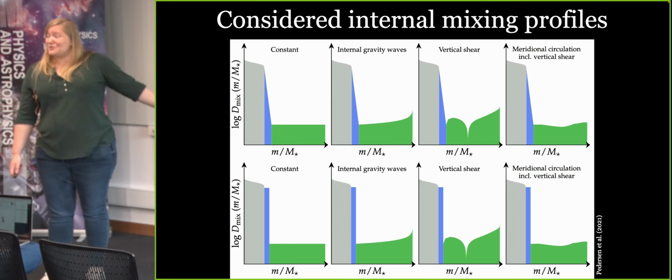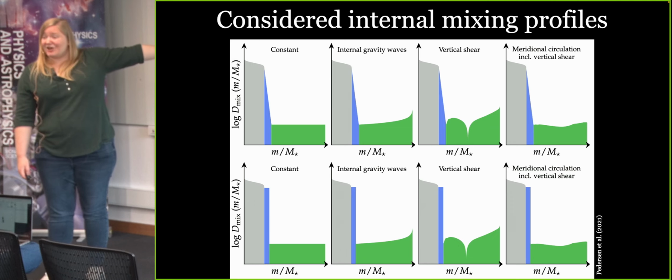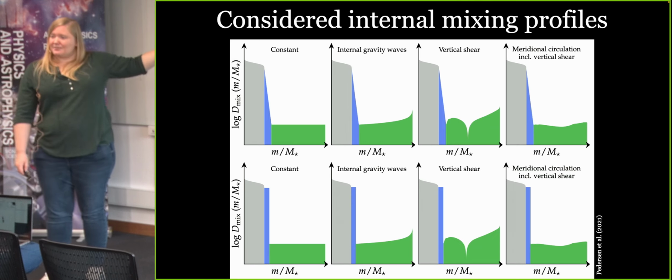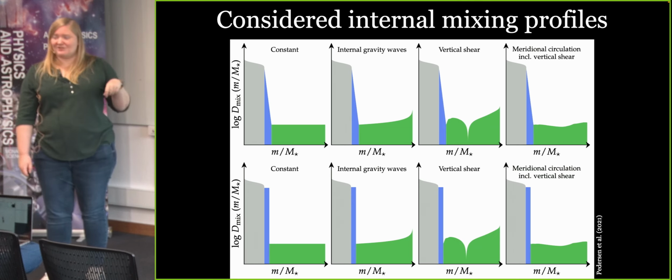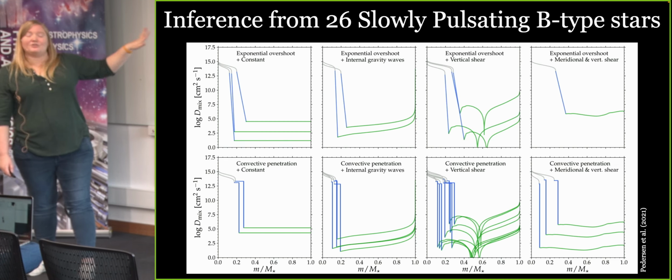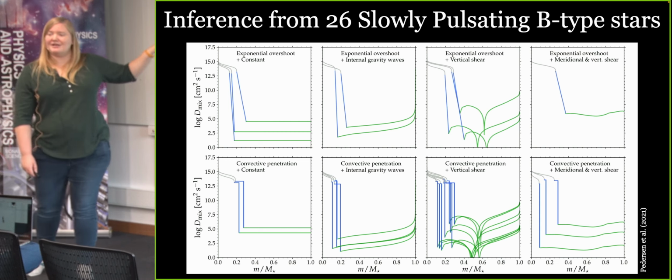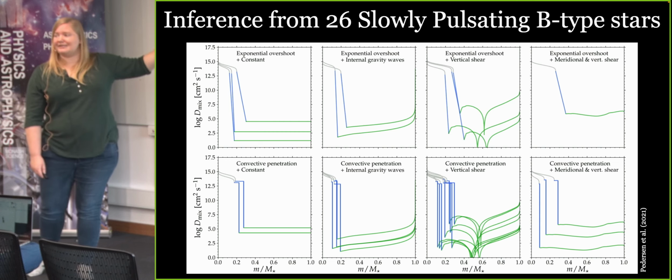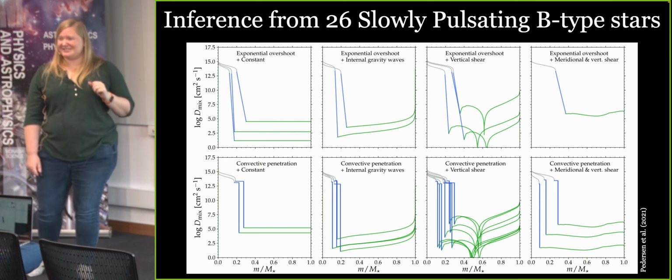And so what we did, we took these 26 SPB stars, slowly pulsating B-type stars, and tried to figure out which one of these different shapes produced the best match to the observations. And this is essentially the result. So now the number of profiles you see in each one of these subplots is the number of stars that preferred that given type of mixing profile, or that's the mixing profile that did the best at explaining the observations.